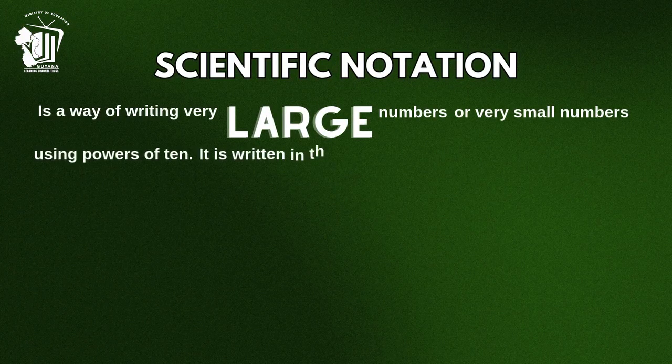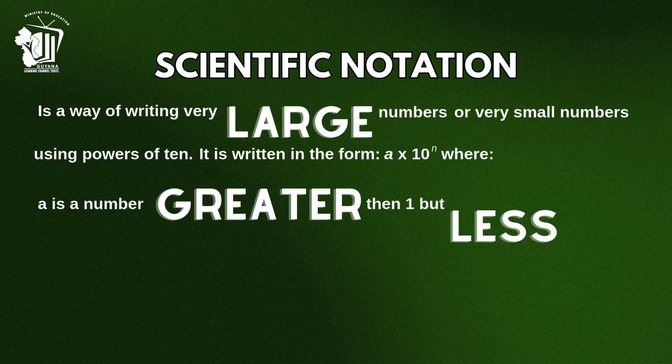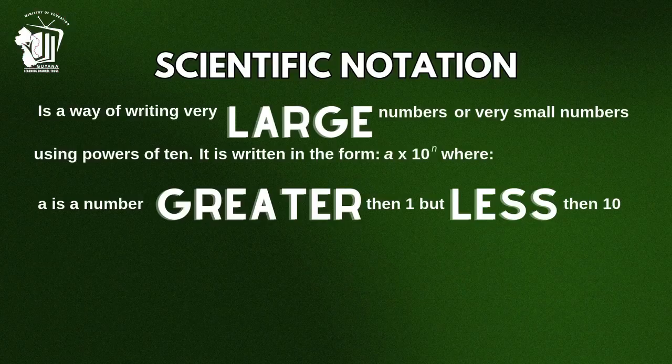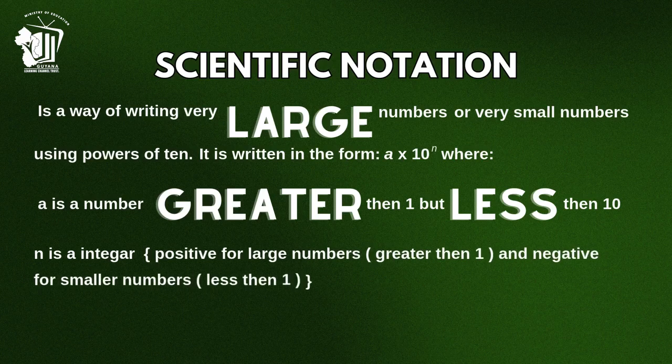Now it is written in the form a multiplied by 10 raised to the n power. This is just the general form of how scientific notation will look. Now a would be a number that is greater than 1 but less than 10. A cannot exceed 10 nor can it be smaller than 1. And n would be an integer, and it's positive for a large number, greater than 1, and negative for small numbers, less than 1. We'll look at that more in detail when we look at a few examples.